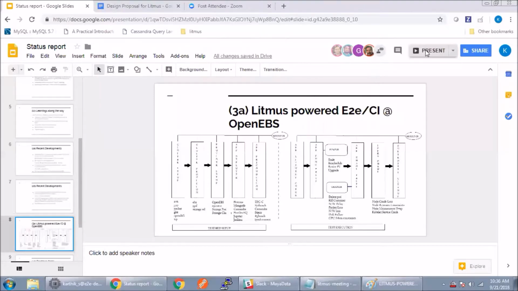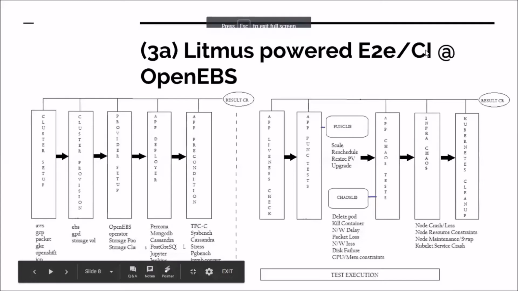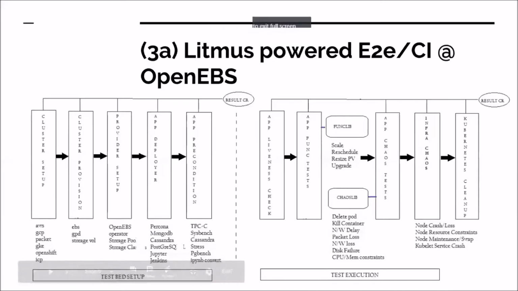I'll just go back to the slides. So this is a schematic diagram which is talking about how litmus is being used, or how it is planned to be used in OpenEBS CI. This is about the E2E stage of the CI. There will be other stages where the individual OpenEBS components are going to be built. In the E2E stage, we discussed the various types of litmus books being present: the infra, provider setup, app deploys, chaos, functional, etc. So the schema is representing the same.